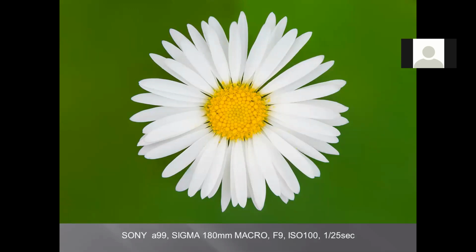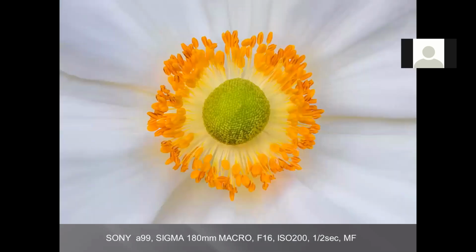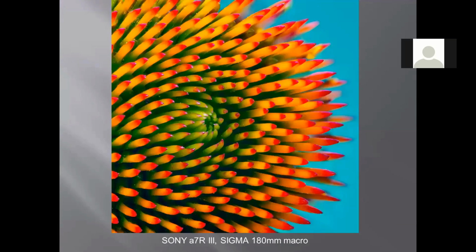So I will show you now some examples that you can shoot anytime you want, because basically you all have it at home. So these are flowers, as you can see. These were shot with a normal macro lens. In this sample, the Sigma 180 millimeter was used. And this is more extreme macro, just a detail of a flower.